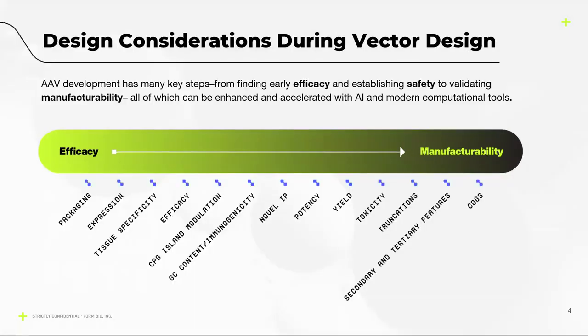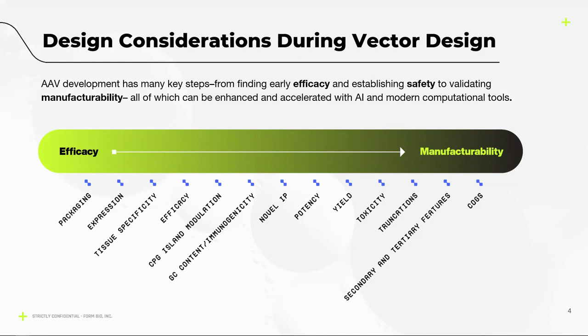And in the design stages, there are a lot of considerations that we need to keep in mind, which includes the fact that the therapeutic payload needs to be efficiently packaged. It needs to express in the right tissues. We need to ensure that there are no CpG islands present in non-promoter regions, because that could lead to immunotoxicity. It needs to have a good yield. So a lot of these factors have to be considered when we're designing these vectors.